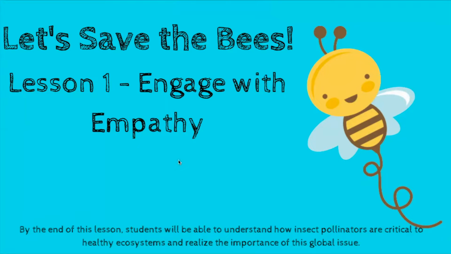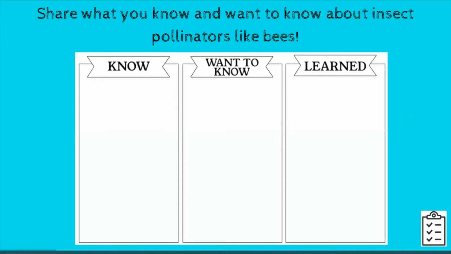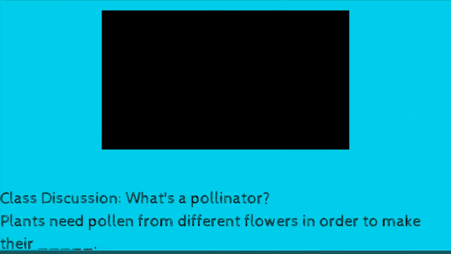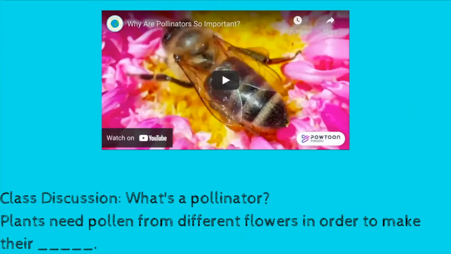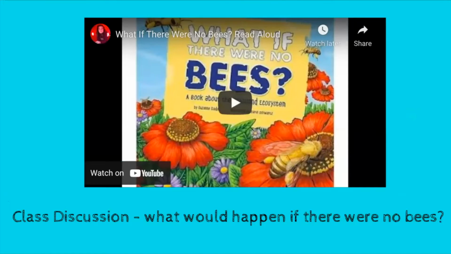So it starts off with lesson one, you engage with empathy. So you get the students to learn about the topic that the bees are dying and what can we do to save them. We'll start off with a KWL chart and we'll talk about what we know about pollinators and why they're dying. Then we'll discuss what is a pollinator and why do we need that cross-pollination among plants. And this is our main idea. What if there were no bees? So we really want the students to get to know why this topic is so important.